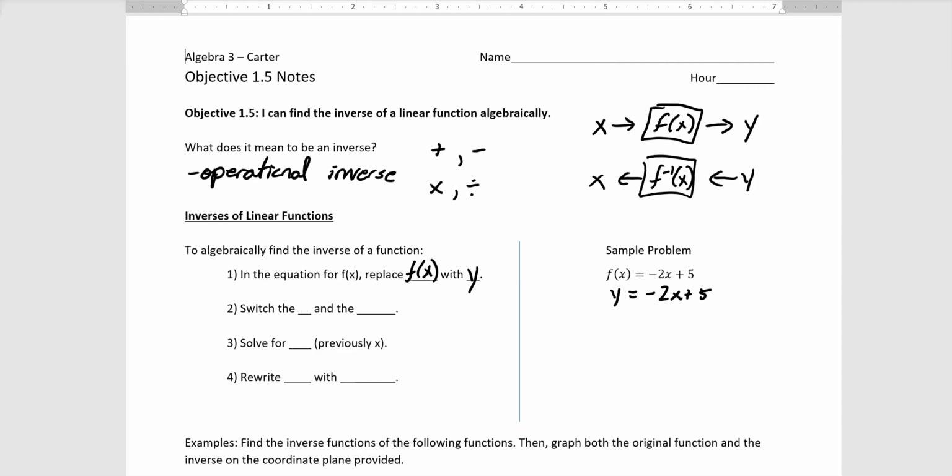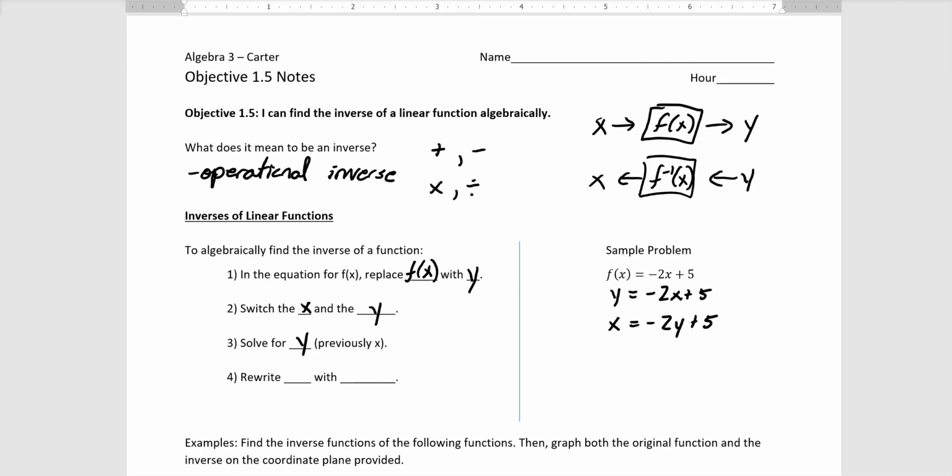And then we are going to switch the x and the y in our equation. And the reason we're doing this is because, think about here, we had our input that we were plugging in to get an output. We're switching that. Now we're plugging in the output to get an input. So we're actually going to rewrite this as x equals -2y plus 5. And now we're going to solve for our new y, which was previously x.